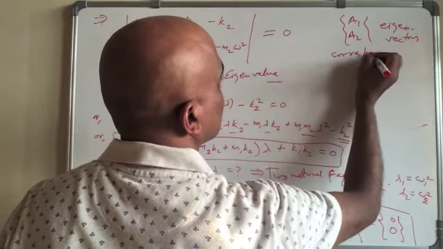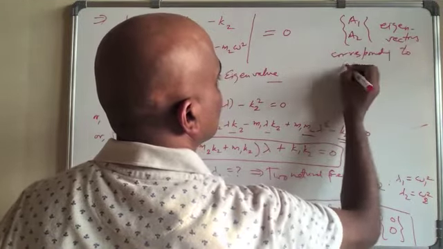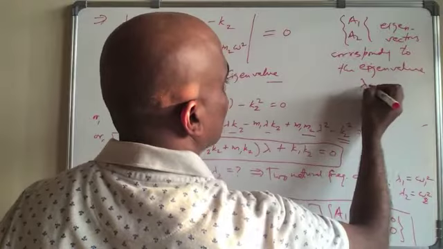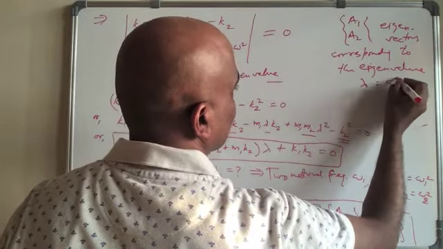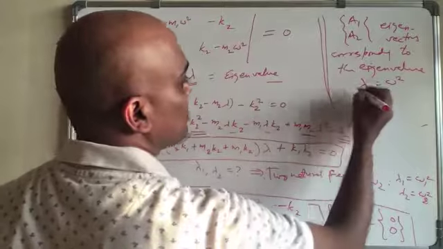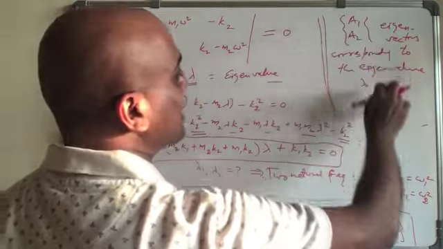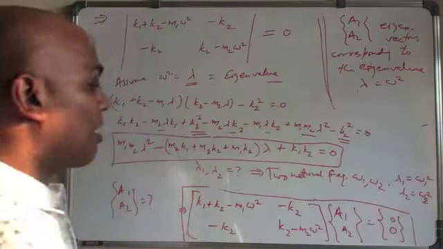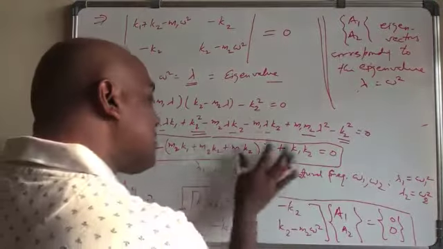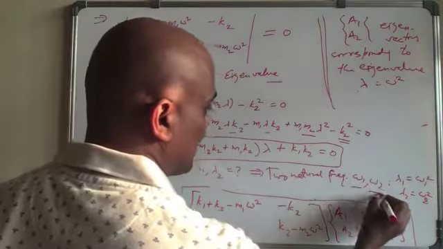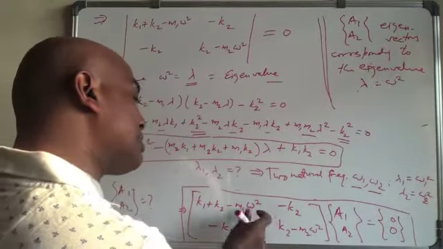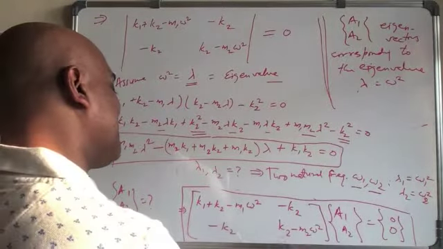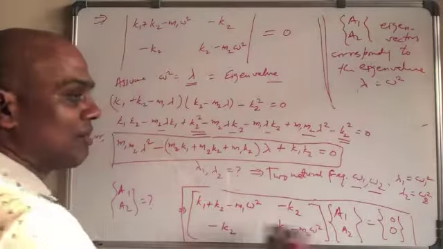corresponding to the eigenvalue lambda equal to omega square. So there are two, hence you will get two sets of A1 and A2. So what will you do? You solve this one, find omega 1, omega 2. Then you take one, omega 1, put it here, and now you solve for A1 and A2. There will be two equations in A1 and A2.